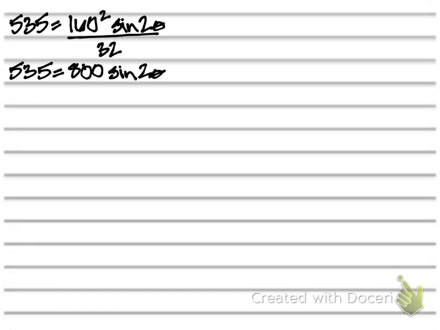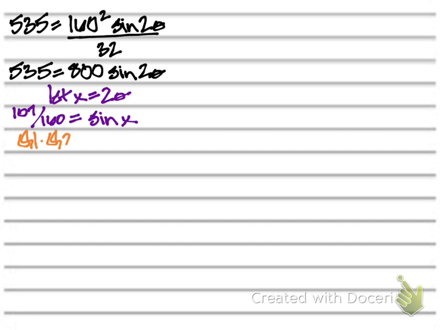And then let's do that division and simplify it and make our substitution at the same time. Since we have a 2 theta, let x be 2 theta. So 535 over 800 reduces to 107 over 160 is the sine of x. Okay, so this is great because this is positive, right? So the sine is positive in quadrant 1 and quadrant 2.